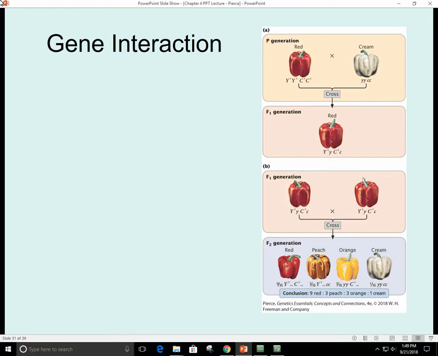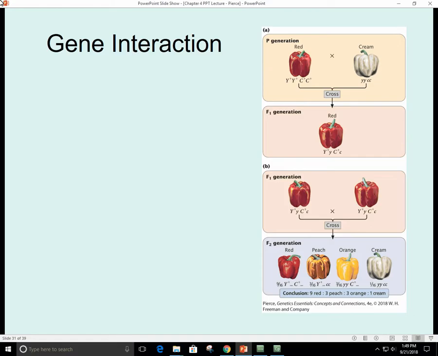And so, for example, you have these peppers, and there's a gene for the red color. They're calling that gene Y. And then there's a gene that says whether or not there will be color, or a lot of color. So big C would be a lot of color, little c would be not very much color, for example, less color. So the C is like the intensity of the color, and the Y is the red.